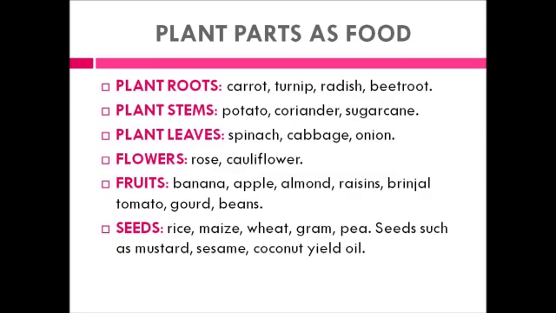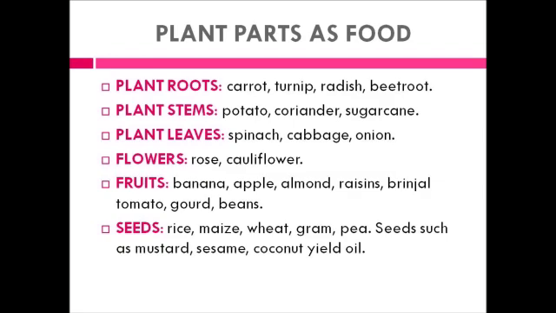We eat leaves of certain plants like spinach, cabbage, onion, etc. We eat flowers of some plants like rose, cauliflower, etc. Now you must be wondering, we don't eat rose? Yes, we do eat rose as an ingredient in certain delicacies like gulkand.